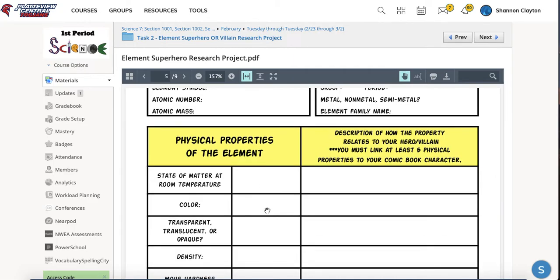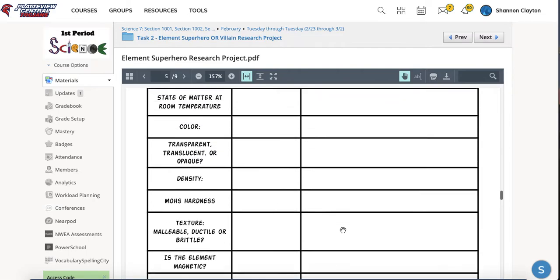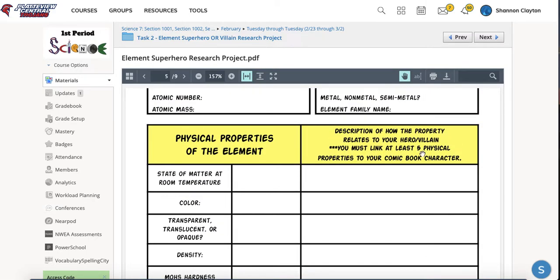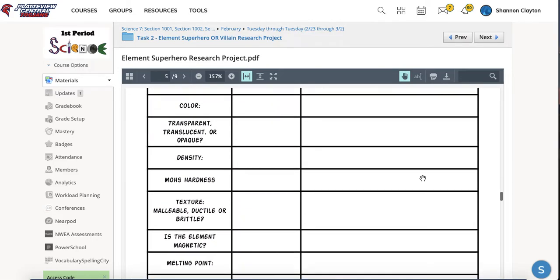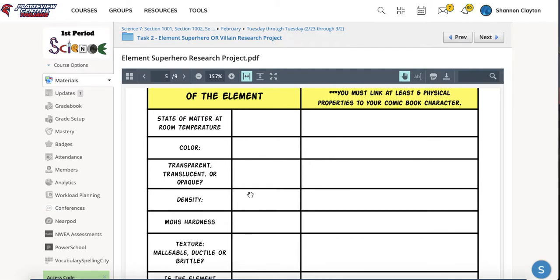And so you're going to write down the physical properties of the element, and then you're going to describe next to it how that property will relate to your hero or your villain. So let's say if this is transparent, maybe your hero will be invisible. Does that make sense? Let me know if you've got questions about this. You must link at least 5 physical properties to your comic book character. So you don't have to link all of these, but you have to fill all of these in and link 5 of them at least. Okay?